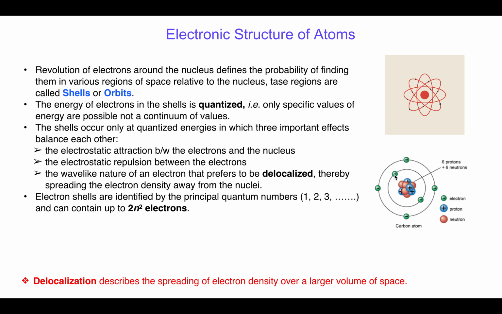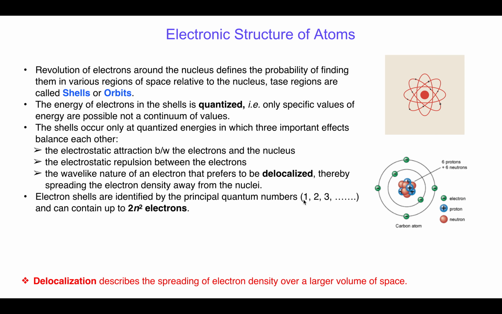Now the electronic shells, for example, these orbits number 1, number 2, number 3, and so on, are identified by the principal quantum numbers. Principal quantum numbers are designated by natural numbers 1, 2, 3, and 4. And within each principal quantum number, the total number of electrons is defined by 2n squared, where n is the number of the shell.